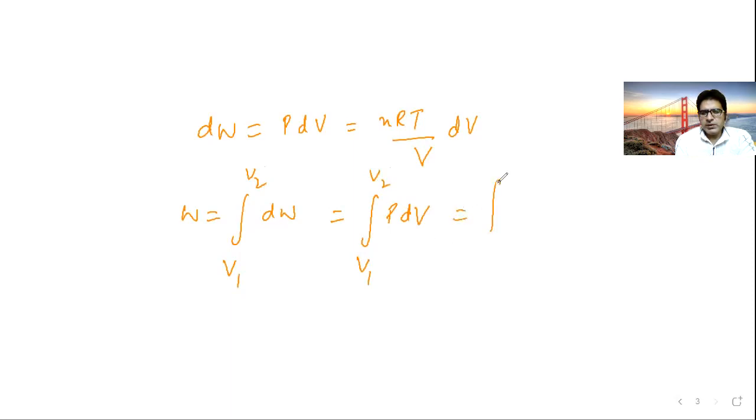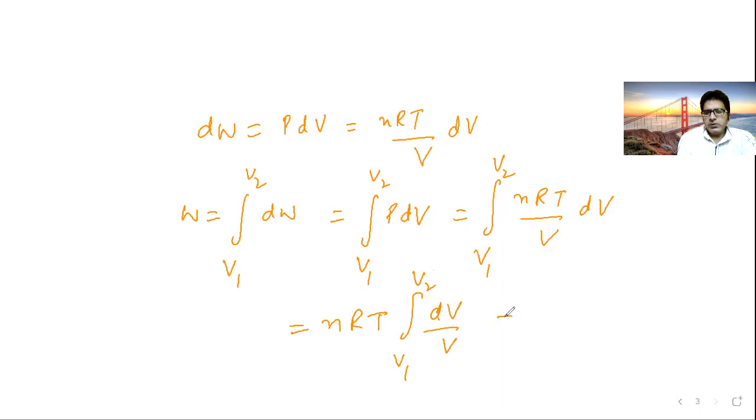For PdV, I write nRT by V dV, V1 to V2. Now since n is constant, R is constant, and the process is taking place at constant temperature, T is also constant. So I will have nRT outside the integral, and it will be dV over V, V1 to V2, right? So when I solve it, it is nRT. Its integration will be ln V, natural logarithm of V. Then you put the limits, ln V2 minus ln V1. Then use the rule log m minus log n is log m by n. So it will be ln of V2 by V1. This is my expression.